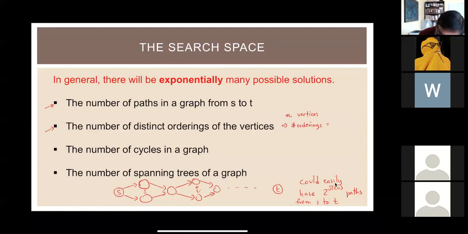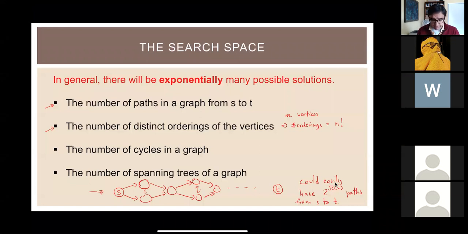N factorial, excellent. Okay, which is really bad. So exponential. The number of cycles of a graph could again be exponential for the same reason as this. The number of spanning trees of a graph will in general be exponential. So we want to find the lightest spanning tree. We want to find the lightest tree amongst these exponentially many possibilities.